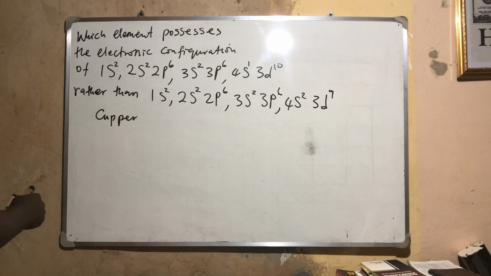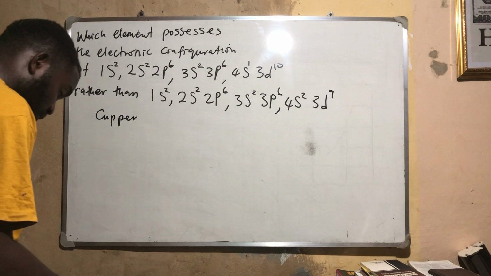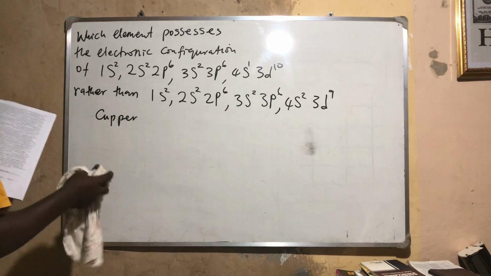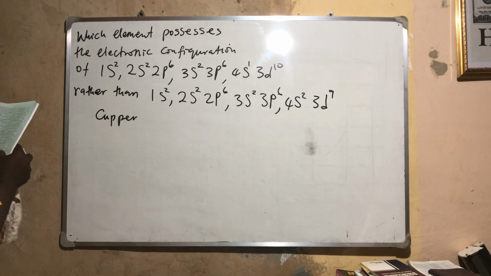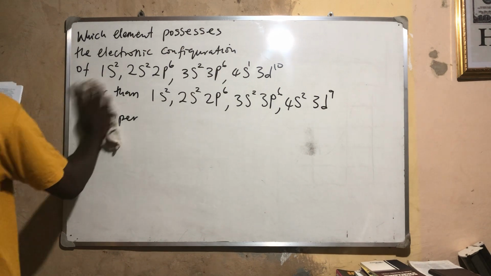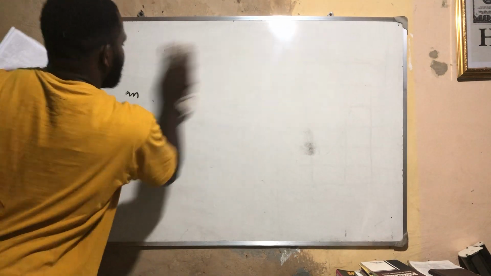So copper is an atom that has 29 electrons. So that is what I think is the result. So the next question.